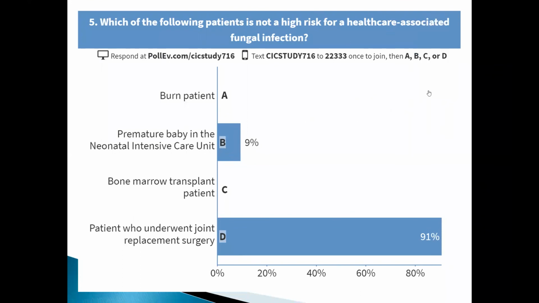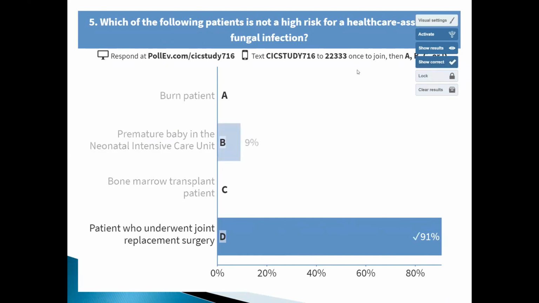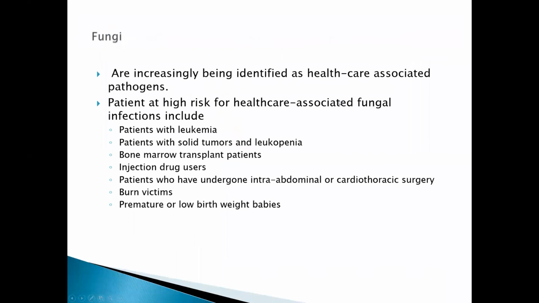All right, most people are going with D. That is correct, a patient who underwent joint replacement surgery. A little bit more about fungi is that they're increasingly being identified as healthcare-associated pathogens. A patient at high risk for a healthcare-associated fungal infection includes patients with leukemia, solid tumors and leukopenia, bone marrow transplant patients, injection drug users, patients who have undergone intra-abdominal or cardiothoracic surgery, burn victims, premature or low birth weight babies.